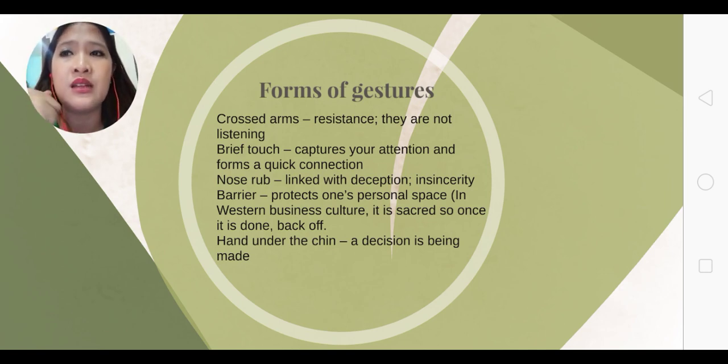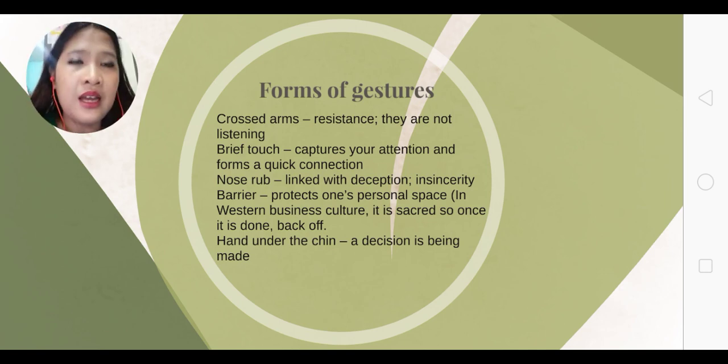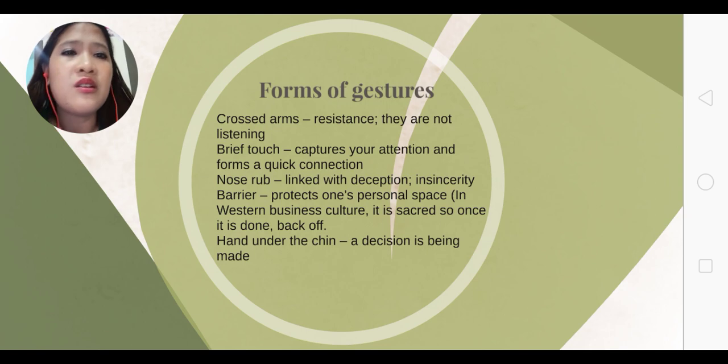It's already a sign. If you're trying to chat with your friend and she is crossing her arm, might as well stop. That person might be preoccupied, or he or she doesn't really want to listen.